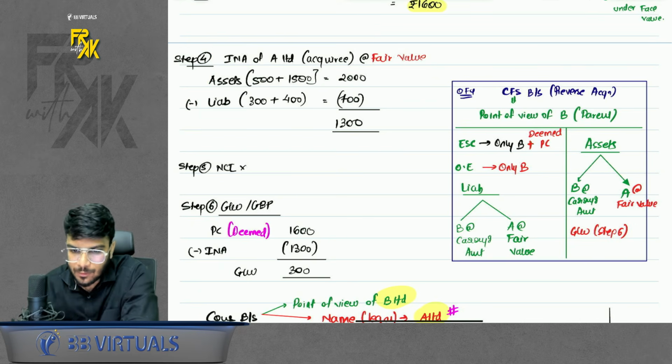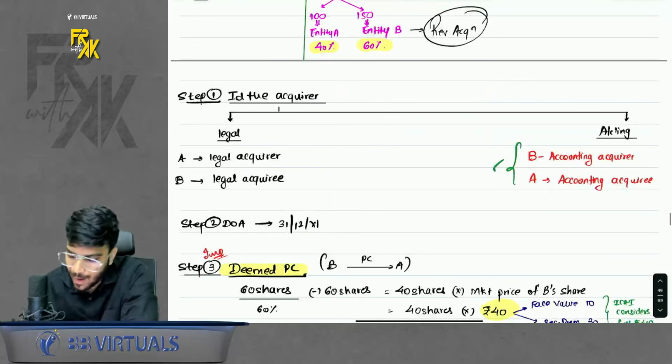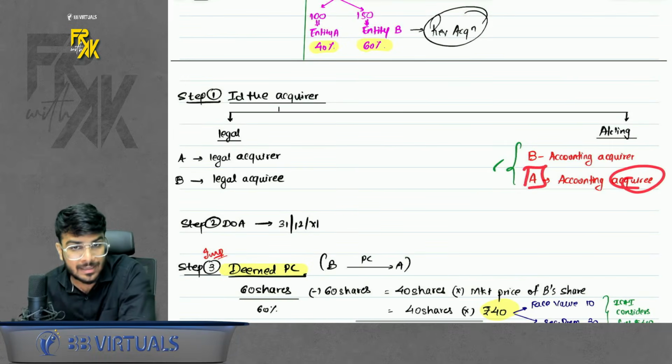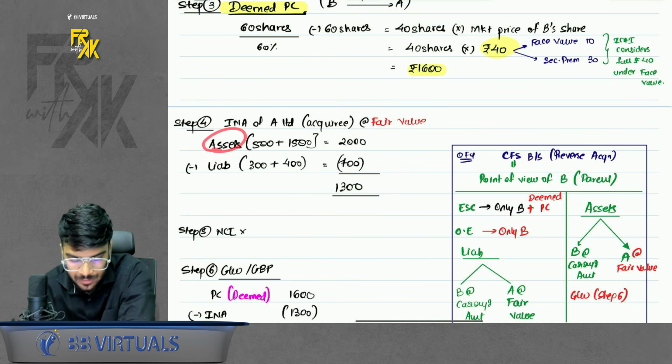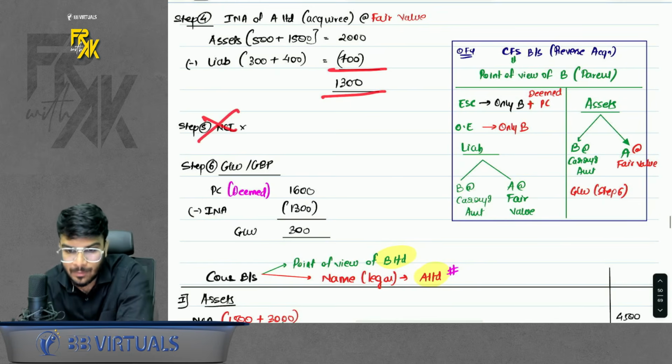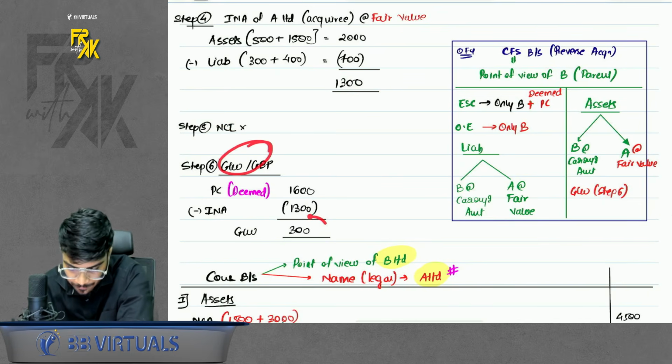INA of which company will you take over? You will take over the INA of the acquiree. A Limited is the acquiree, I guess, right? So take over the INA of this acquiree. You will take over the assets at fair value, liabilities at fair value if they are given, you will get net assets. NCI is not applicable in case of reverse acquisition, you will get goodwill of 300.